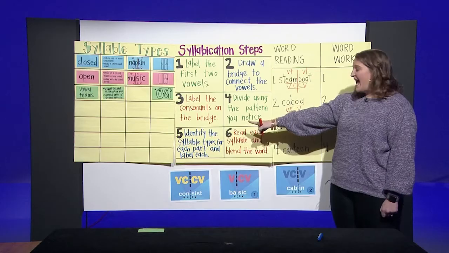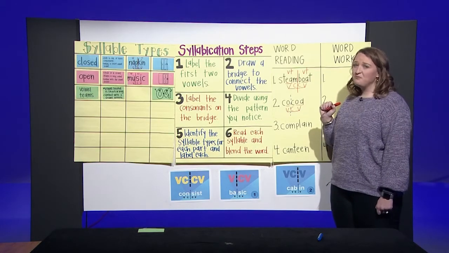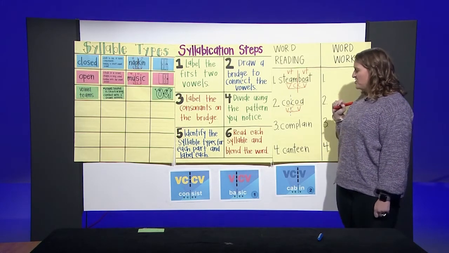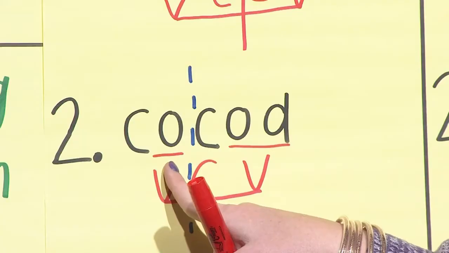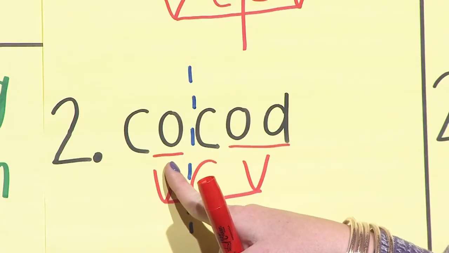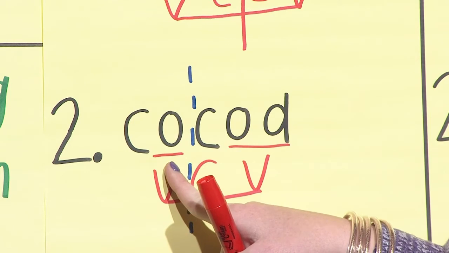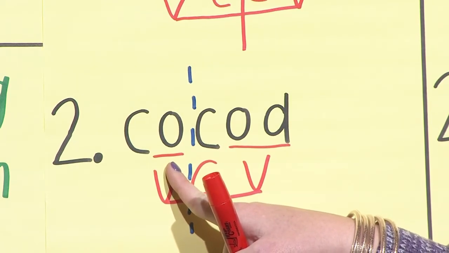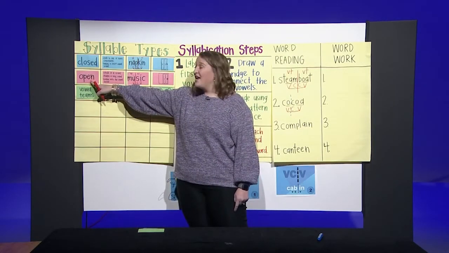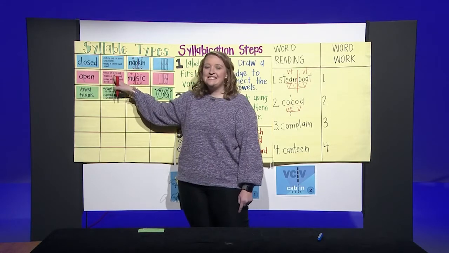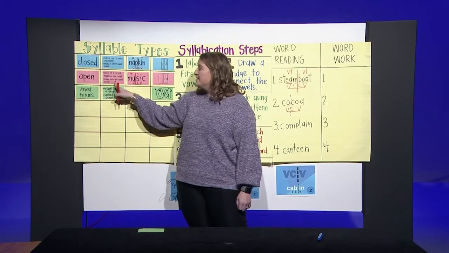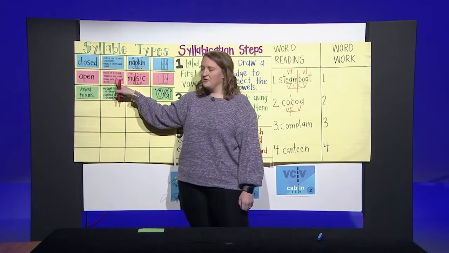Step 5, identify the syllable types for each part and label each of those. So let's look at our first vowel. It's O. Does anything come behind it? No. Is it a vowel team? No. Do you remember what syllable this is that we've previously learned? That's right. It's an open syllable. And open syllables, remember, they end in a vowel. Nothing comes behind it. So that open syllable is going to make a long sound.